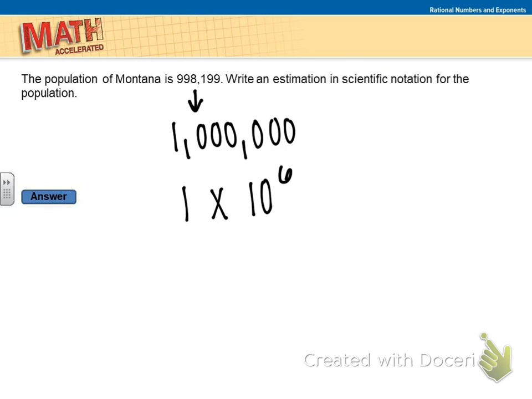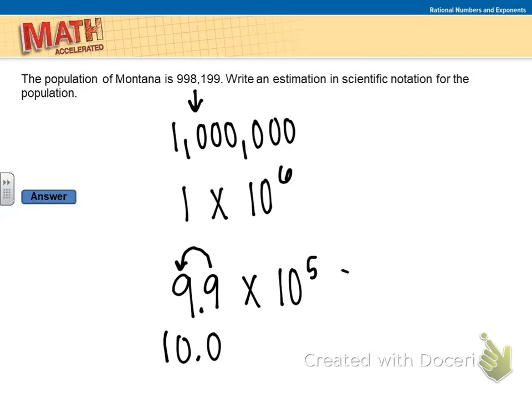Now, if you would have just put in this number in scientific notation first, you would have gotten what? 9.9 times 10 to the 5th, right? Or if you would have included the other numbers, you could, but we're looking at these two. What does this 9 make this 9 into? A 10, right? So I end up with 10.0 times 10 to the 5th.